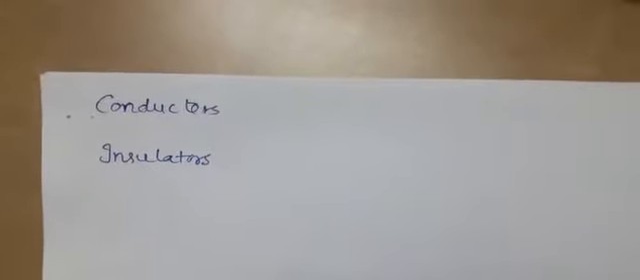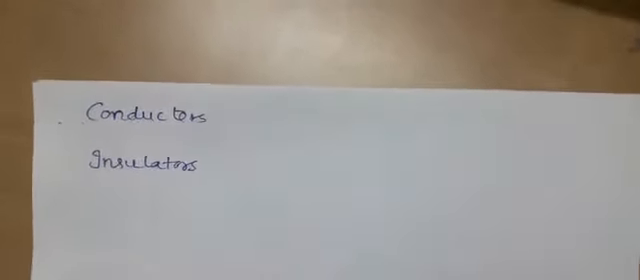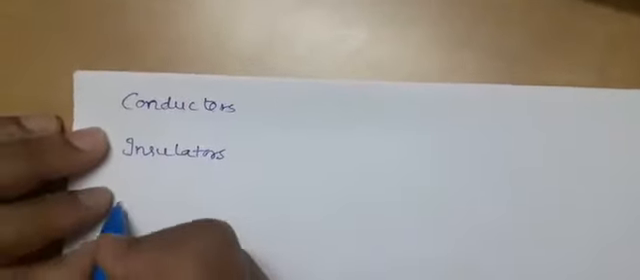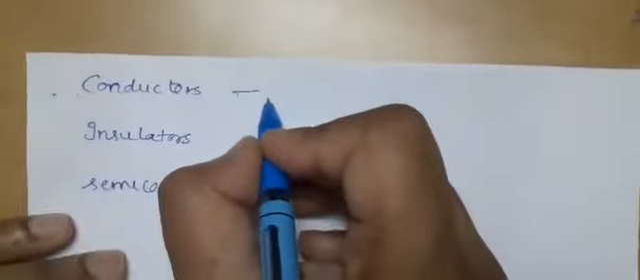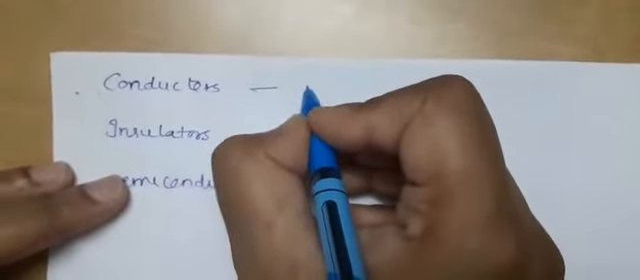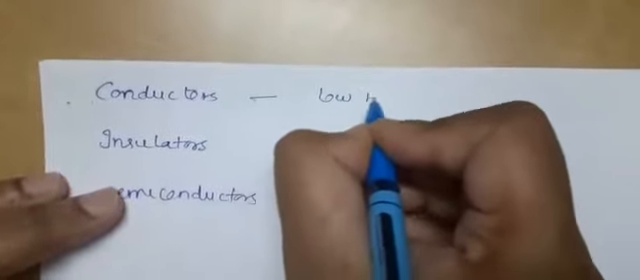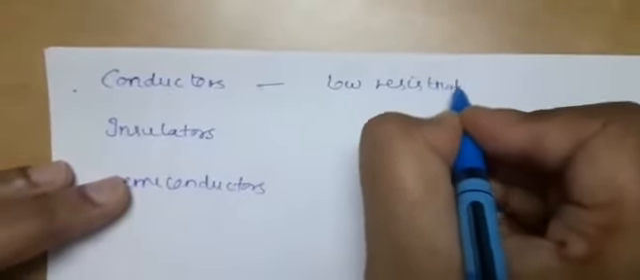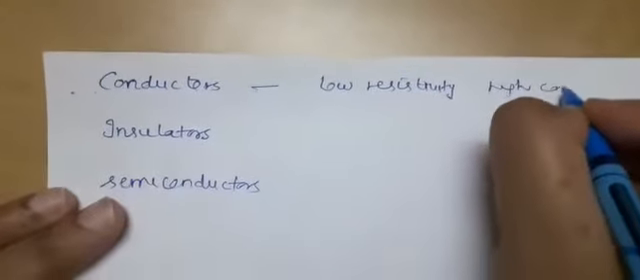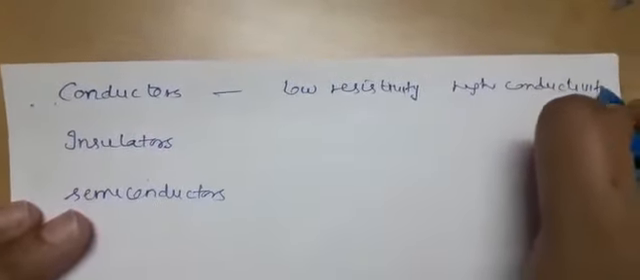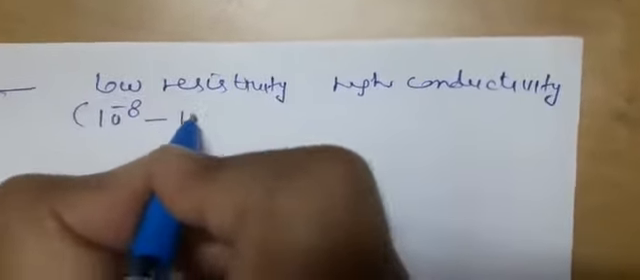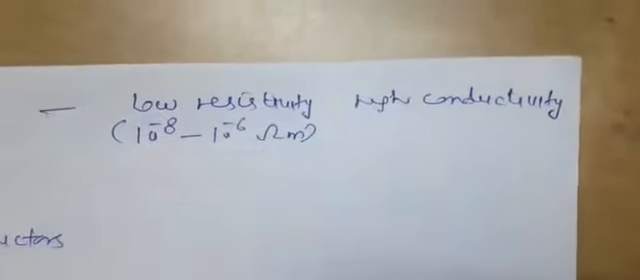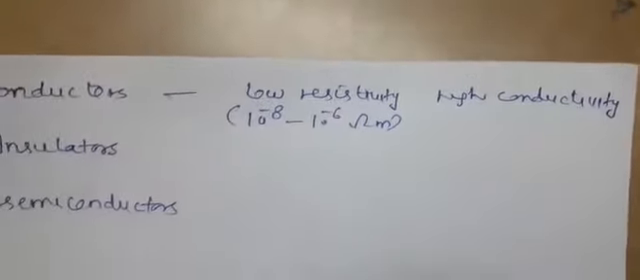On the basis of conductivity and resistivity, we can classify materials as conductors, insulators and semiconductors. Conductors are the materials which conduct electricity, that means the material through which electric charge can flow easily. They have low resistivity, so it means high conductivity. Low resistivity in that case may range from 10 raised to the power minus 8 to 10 raised to the power minus 6 ohm meter. This is for the case of conductors.